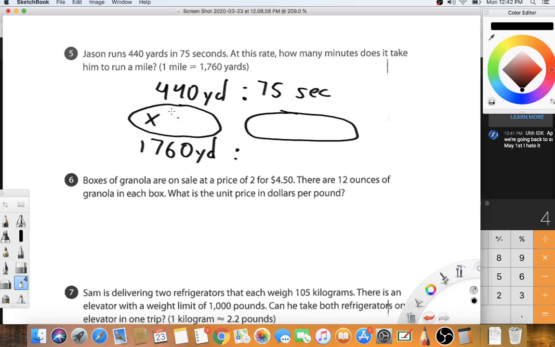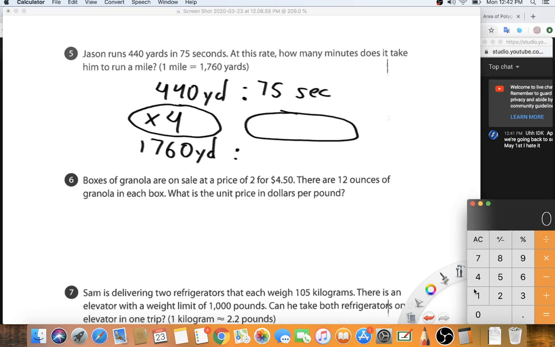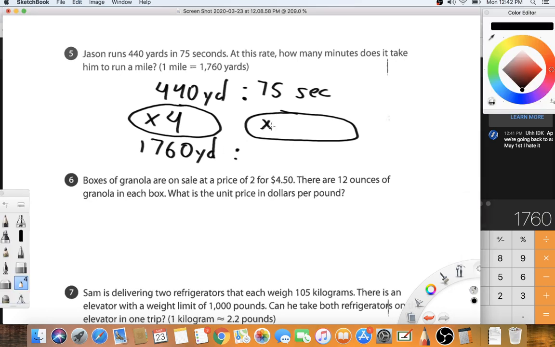That means that if I multiply 440 by 4, I get 1,760. So 440 times 4 is 1,760. That means that I multiply this by 4. Now 75 times 4, I know that 75 doubled is 150. If I double 150, I get 300. So that would be 300 seconds.